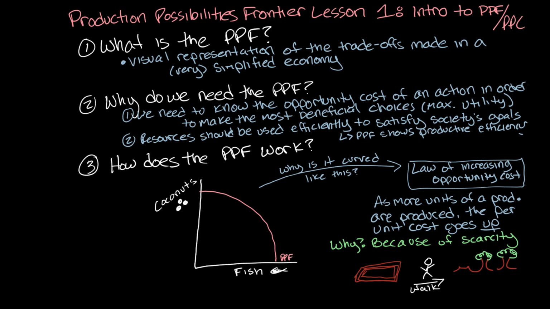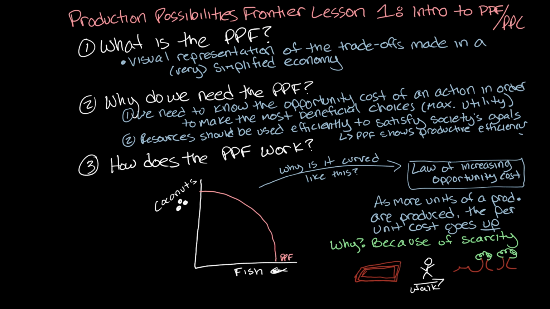Why does the per unit cost go up as more of a product is produced? The answer has to tie back to last lesson and the lesson on scarcity. To explain this particular phenomenon to the kids, I usually like to draw a picture. You'll have to forgive my questionable artwork here. But I imagine a scenario where there's a guy in the woods and he's looking to build a log cabin. And the resource he's using is the trees that are around him.